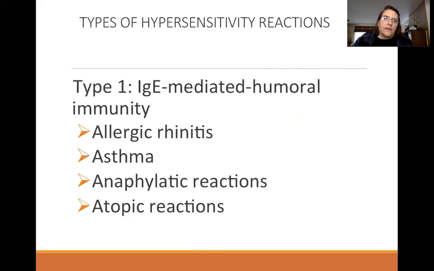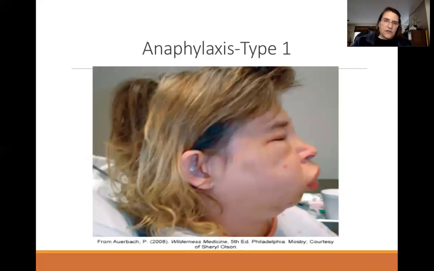So let's talk about hypersensitivity reactions, and these are like IgE-mediated humoral immunities, and you've probably all had some of these: allergic rhinitis, asthma, anaphylactic reactions, and atopic reactions. This picture is a picture of an anaphylaxis reaction. I can't imagine what she's reacting to, maybe a bee sting or a food allergy. It looks like a pretty severe reaction.